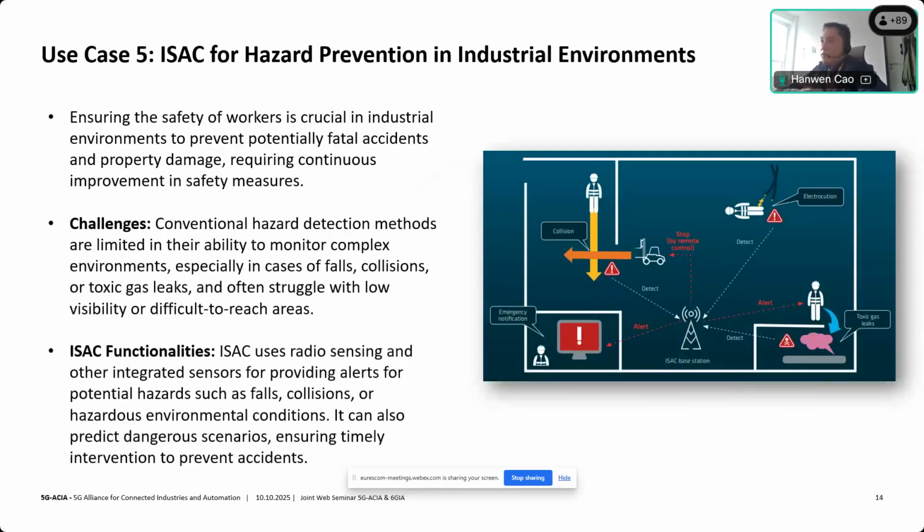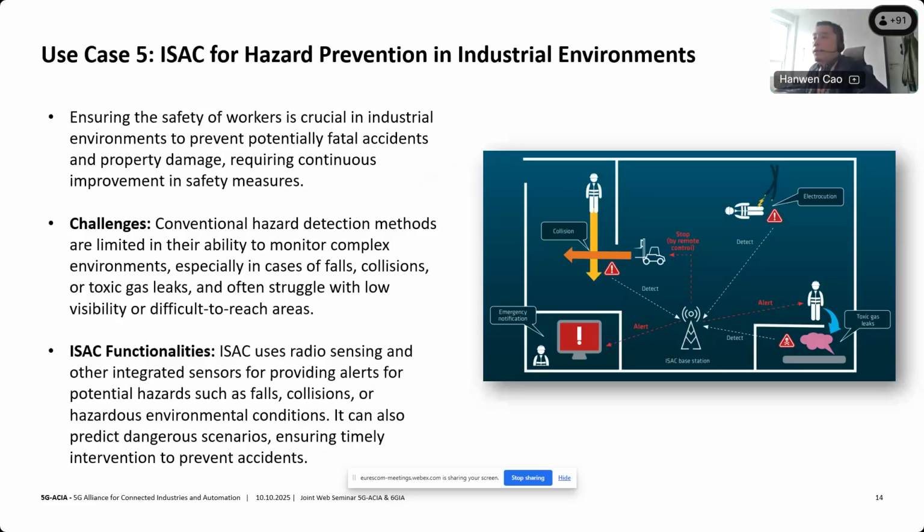The last use case is also very, very important. That is hazard prevention for the industry environment. We think that ISAC, by integrating radio frequency sensing together with other sensing technologies, can protect the safety of human workers in the industrial environment, such as from falls, collisions, and liquid gases. So it is a vision of a larger picture of unifying the sensing to give comprehensive protection of human workers in the industrial environment.